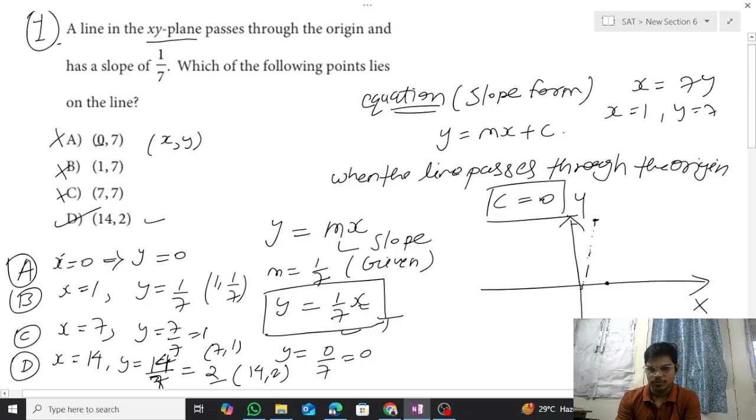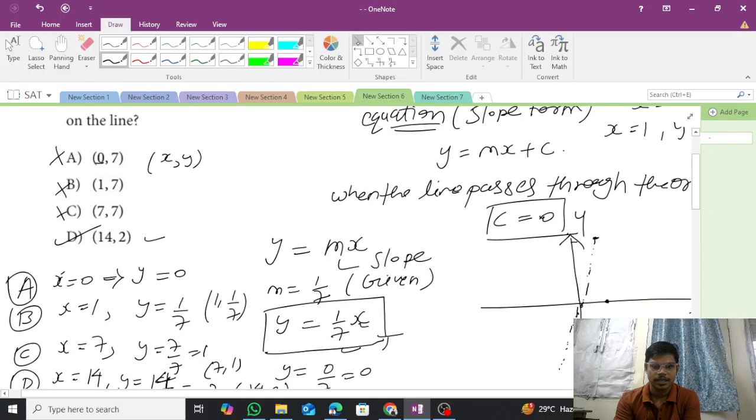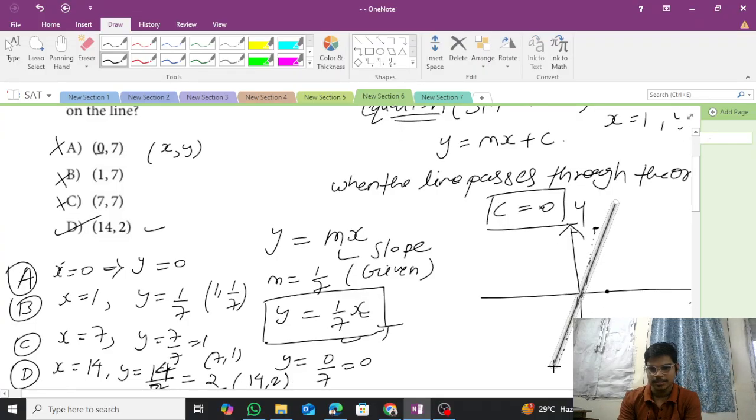This is your straight line passing through the origin, or I can draw this line as a straight line also. Basically, this is your line. That is your line passing through the origin. So this is your line, y is equal to 1 by 7x.